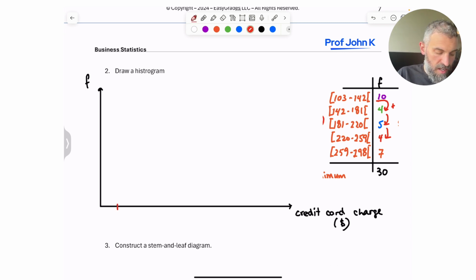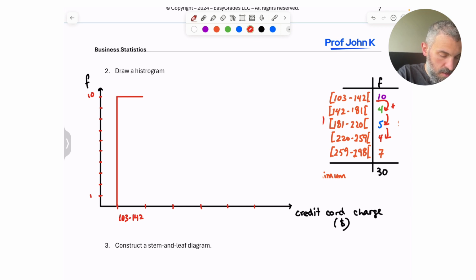And so we have really 5 categories. We have the first one, and I want to keep an equal width. So I'll do my best. 3, so that's 2, 3, 4, and 5. And as far as the frequencies, they need to go all the way up to 10. So 1, 2, 3, 4, 5, 6, 7, 8, 9, and 10. All set. So the first category, 103 to 142. So 103 to 142 had the highest frequency. That was the one that had 10, so that'll go all the way up to 10.